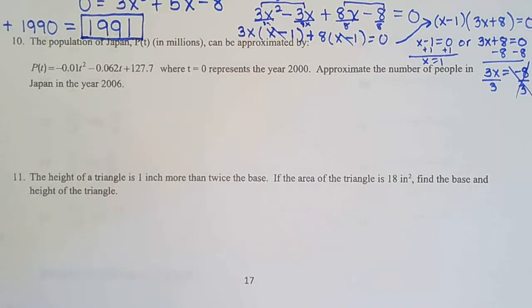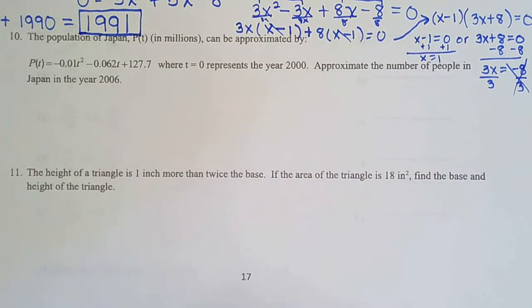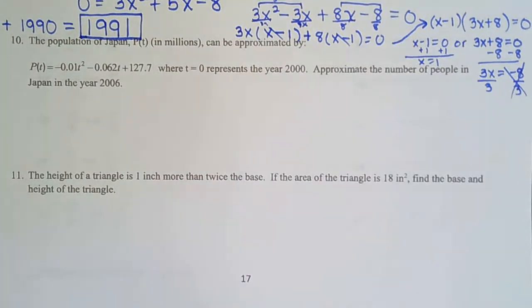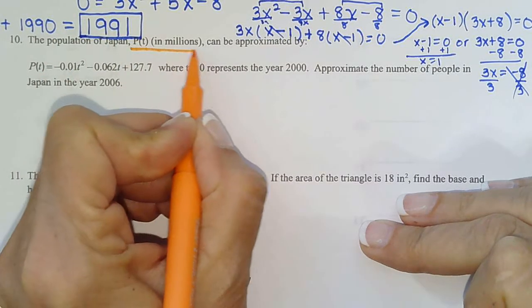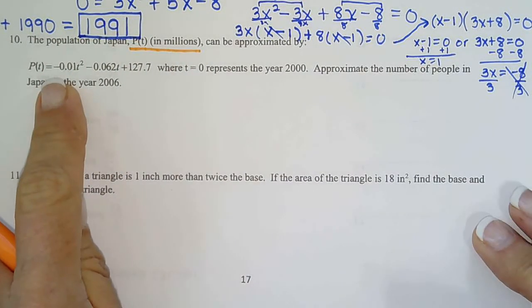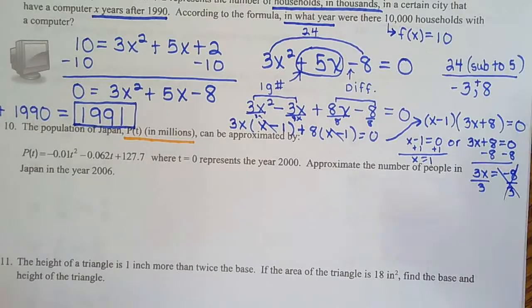Okay, let's do one more and then we've probably done enough word problems. We already did one like this, so I don't think we need to do another one. So let's go ahead and do number 10. So the population P of T in millions can be approximated by this. So I always highlight that important stuff because you saw how important it was here.